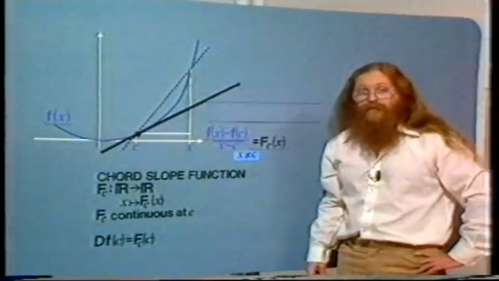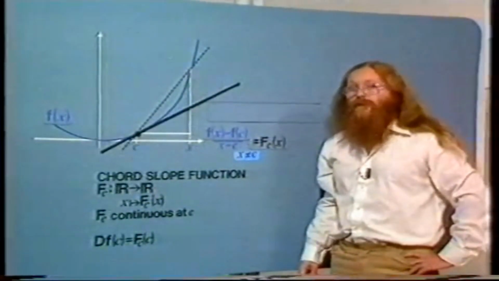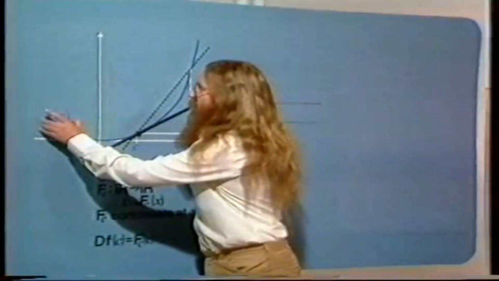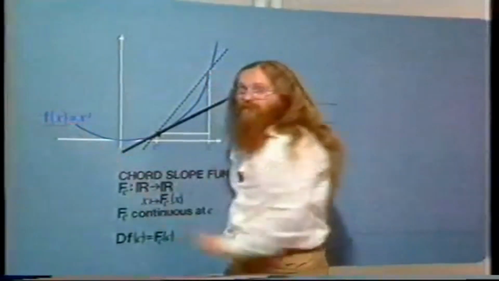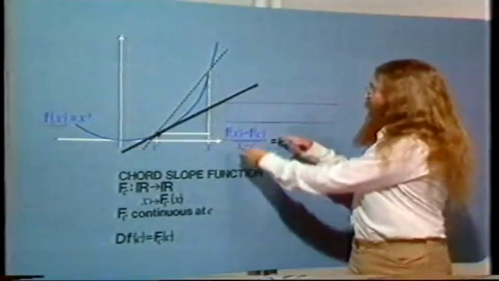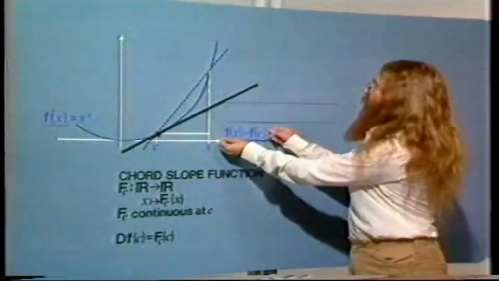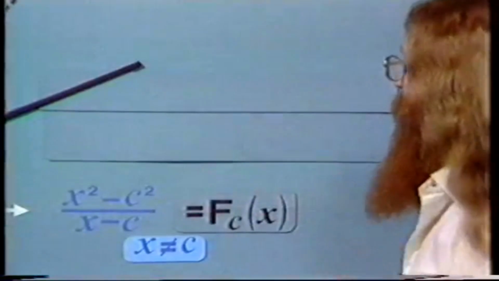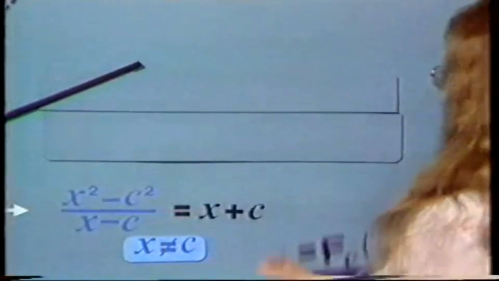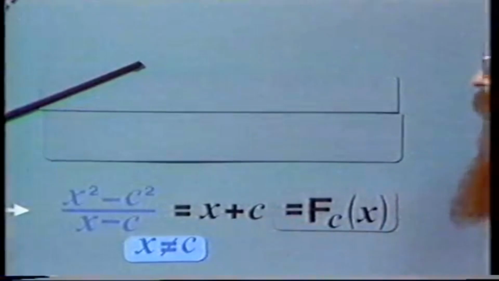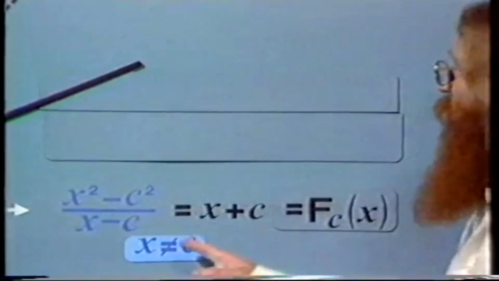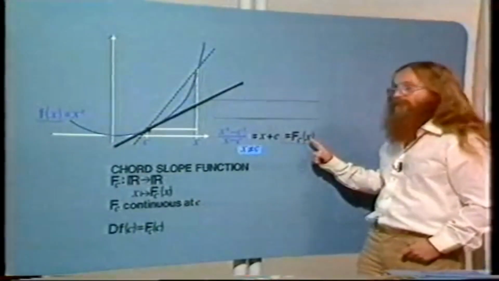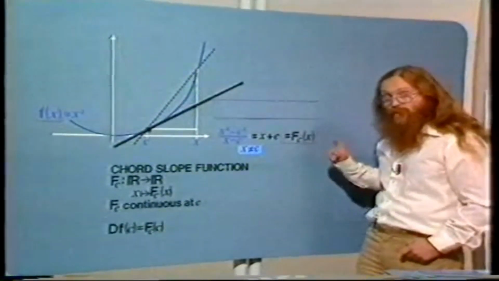Well, how do we get round that? What we'll do is show you how we get round it for a particular example. The particular example we're going to look at is the function f of x equals x squared. Then this difference here just becomes x squared minus c squared. And we know how to divide this, we get x plus c. Only we still have a problem. This equation still only holds when x is not equal to c. So we still can't get a value of the chord-slope function when x equals c.